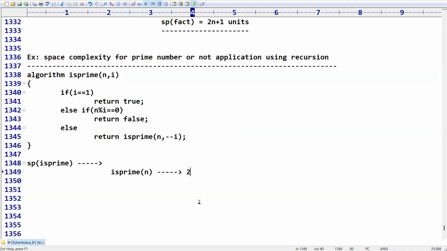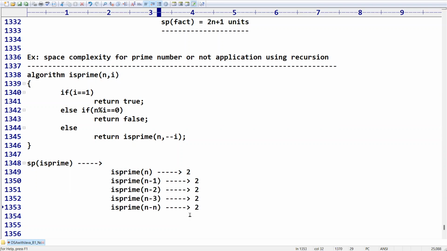Now, what is the next one? It is for n. If you take for n minus 1 also, it will take the same. If you take n minus 2 also same, n minus 3 also same. At last, if you take n minus n, there are two possibilities for termination. One is when the value of I is equal to 1, there may be a termination, then return true. We are not calling the function again. We are going to return. So to maintain this, we require one amount of space. Similarly, or there may be a chance it may take false also.